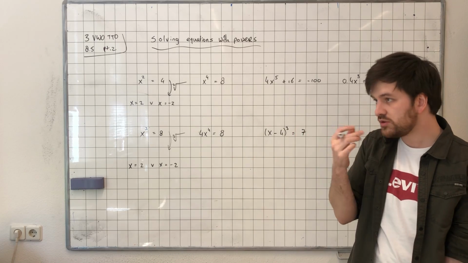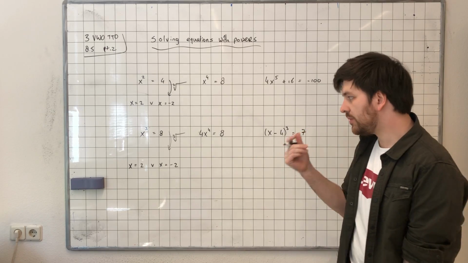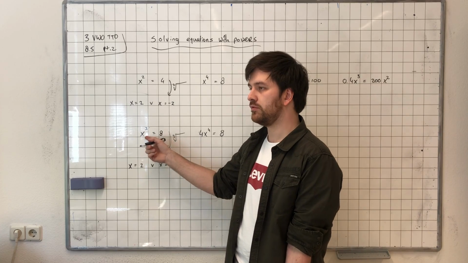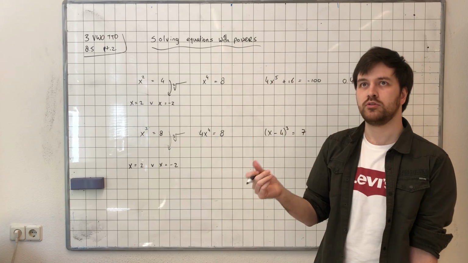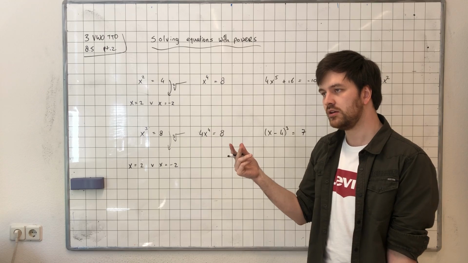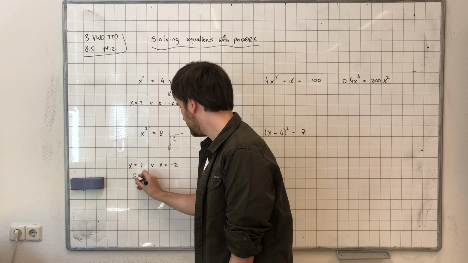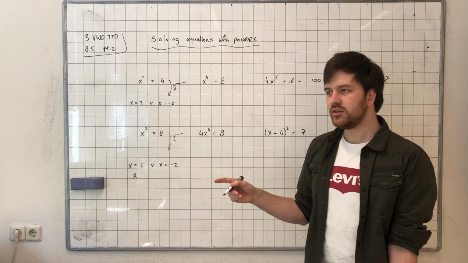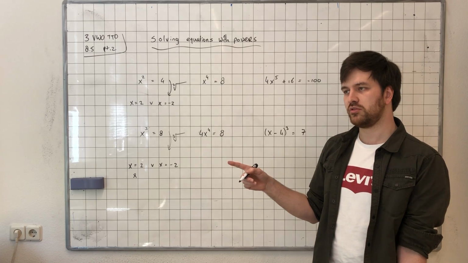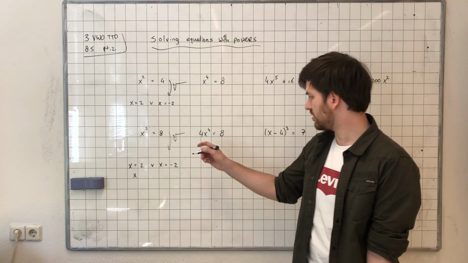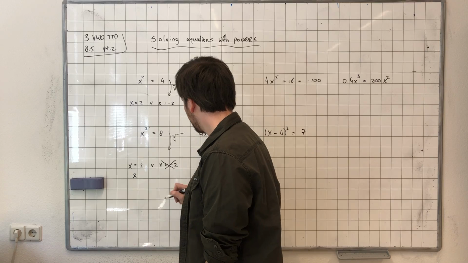Why? And which one is wrong? Well, think about it. 2 to the power of 3 is 2 times 2 times 2. 2 times 2 is 4 times 2 is 8. So this one is correct. Minus 2 times minus 2 is 4 times minus 2 is minus 8. So this one was not correct.